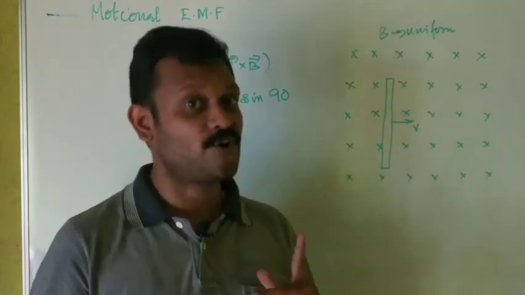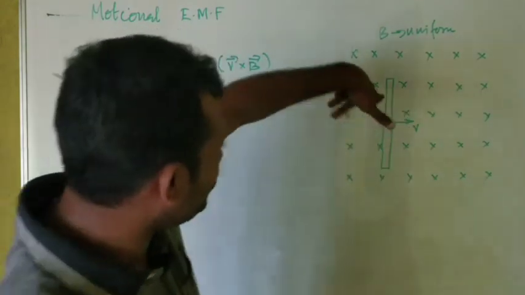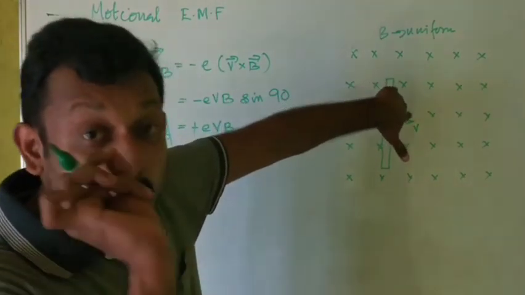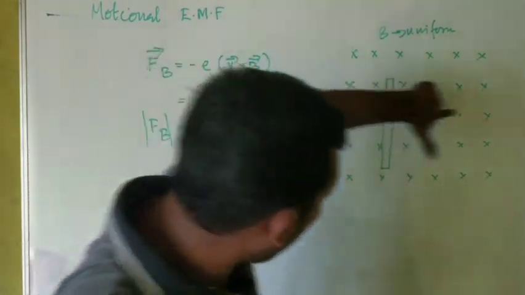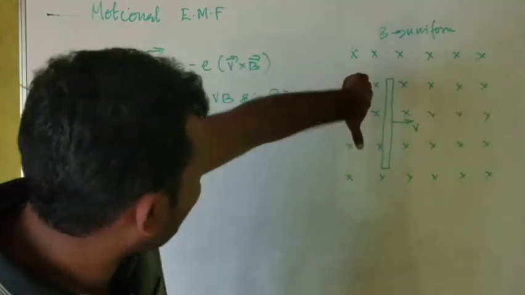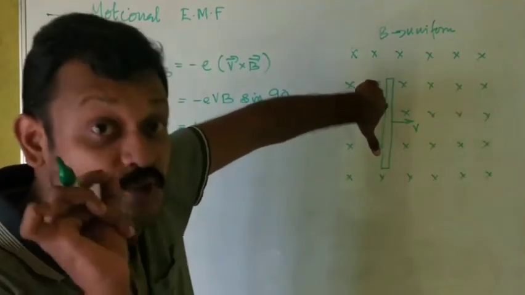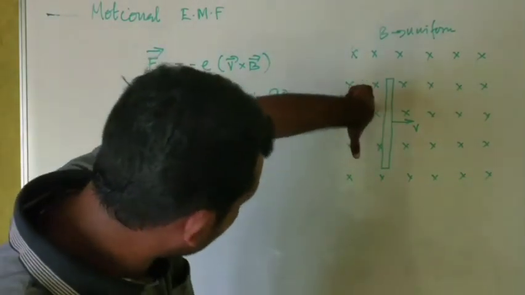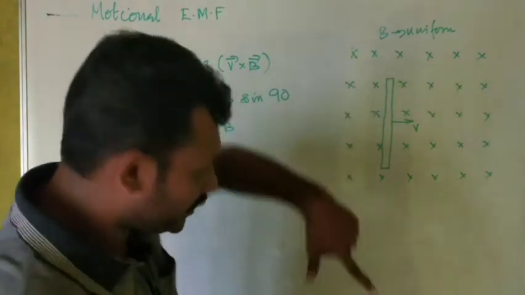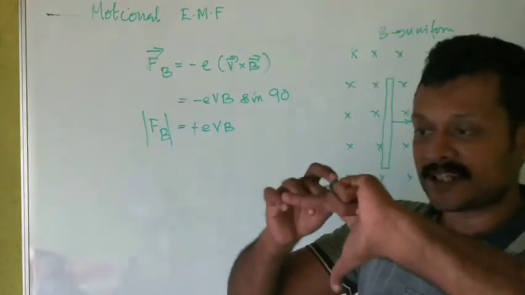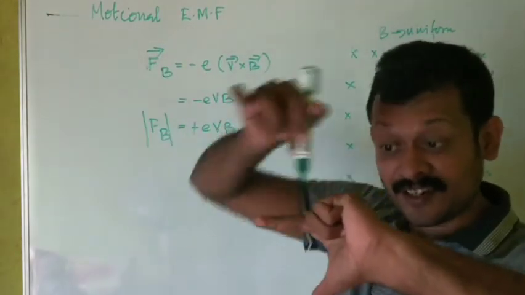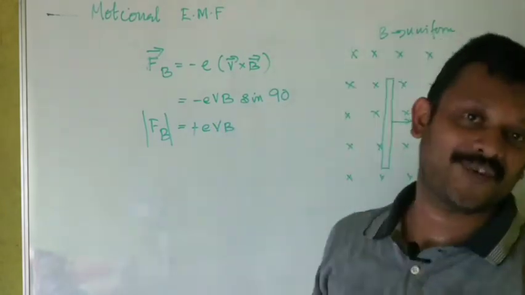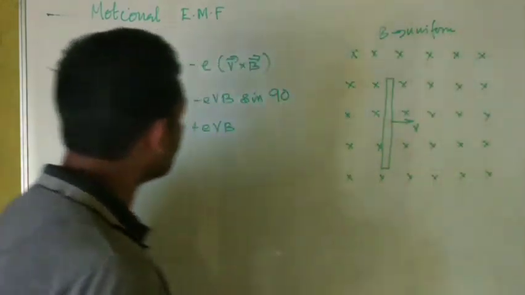Now it's an electron, and the magnetic field is directed into the board. So you have to treat the current in the direction opposite to the motion of the electron. As all electrons are moving towards the right, the current is towards the left. This is the velocity, this is the current, and this is the magnetic field. So all electrons will be pushed downwards.